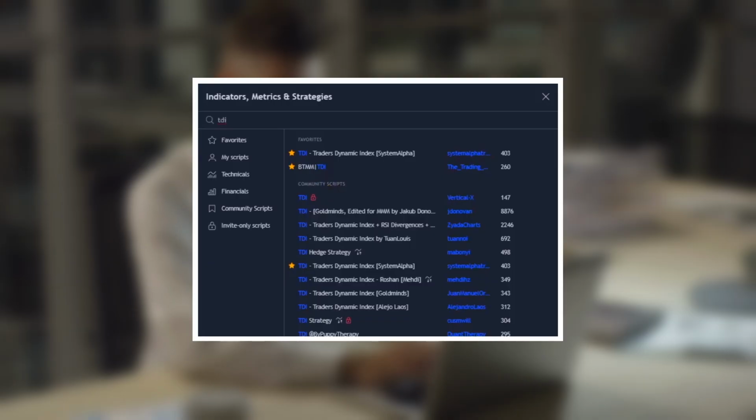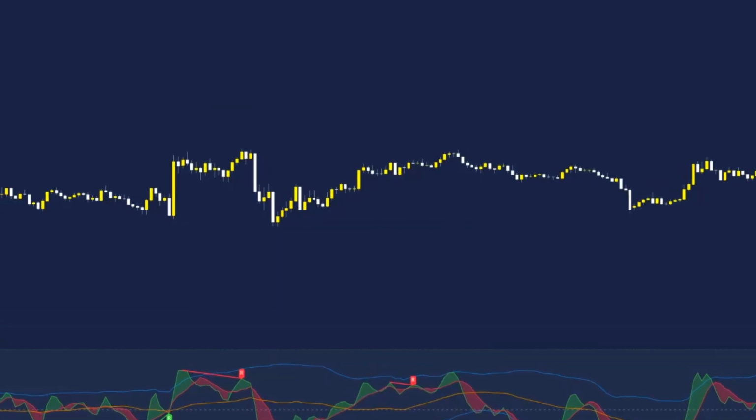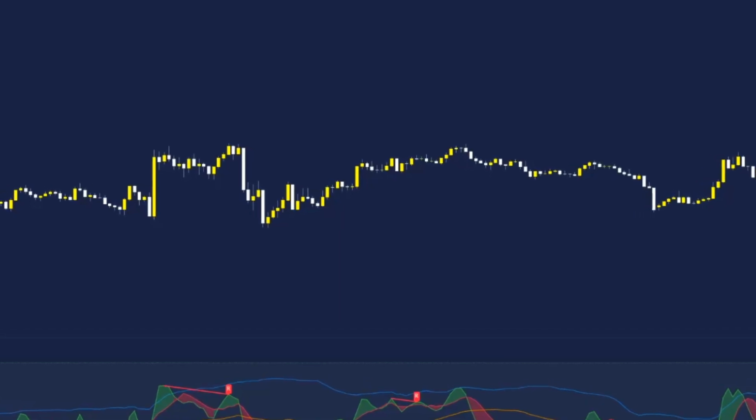So head up to indicators again and type in TDI. This stands for Traders Dynamic Index, and it is a very powerful all-in-one trading indicator. You may or may not have used it before, but we will be adding this one right here by System Alpha. On the TDI indicator, I have only turned off the bar colors, and on the Tri-State Super Trend indicator, I have left it exactly the same.